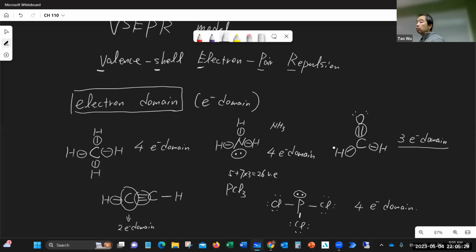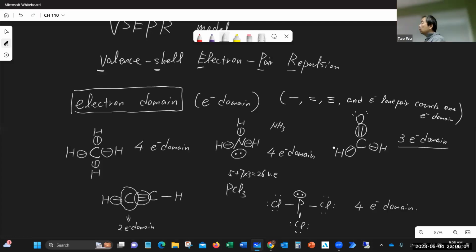Okay, so this is how we count the electron domains. Remember, single bonds, double bonds, triple bonds, and electron lone pairs each count as 1 electron domain. Okay, so this is how we count the electron domains.